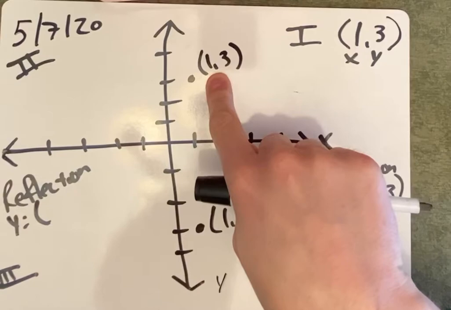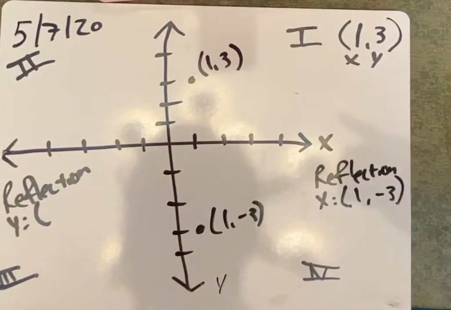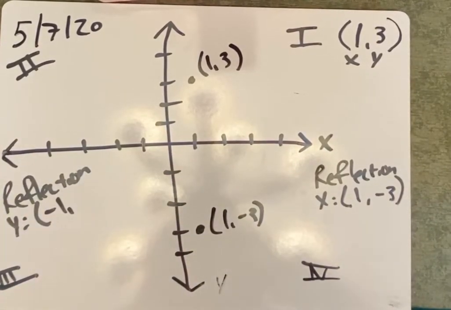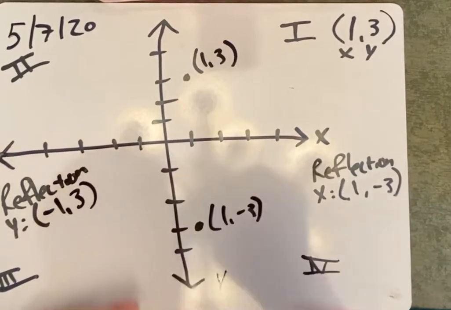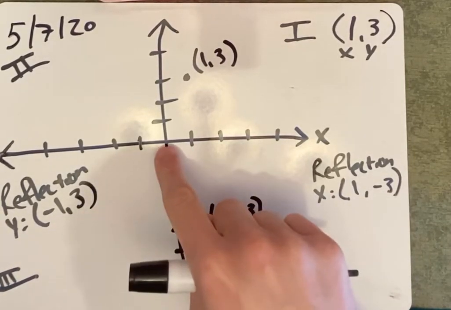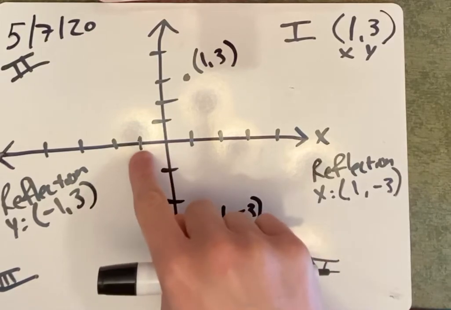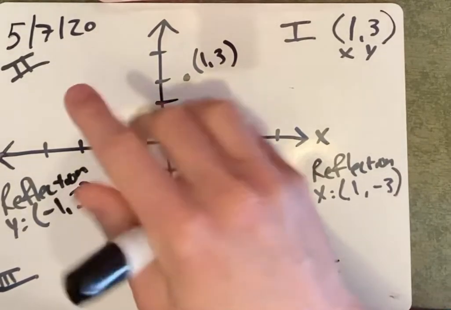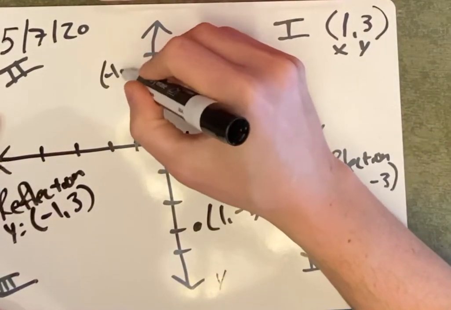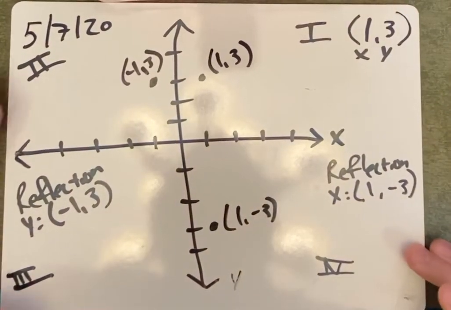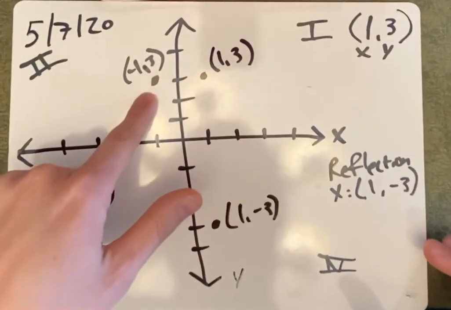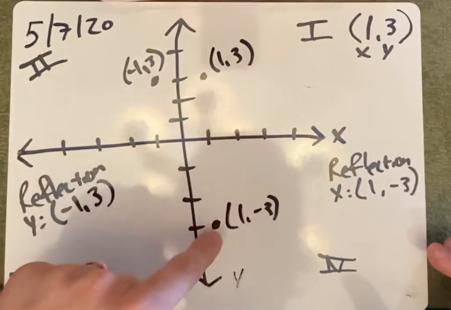My x is 1. So what's the opposite of positive 1? That's right, it's negative 1. And now I'm just going to keep the y, and it's 3. So now my new point I'm looking for is negative 1, 3. Here's 0. Remember, 0 is always in the middle. So I go to negative 1, and then I go to 3. So here's my y reflection. This is negative 1 and 3. And if you notice, if I reflect over the y, it goes over the y-axis. If I reflect over the x, it goes over the x-axis.